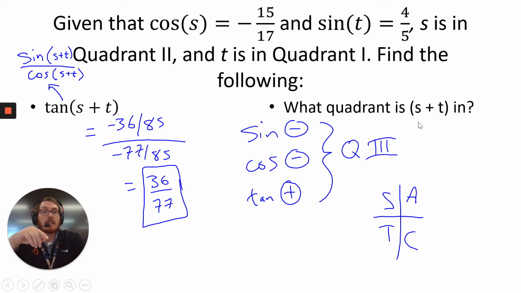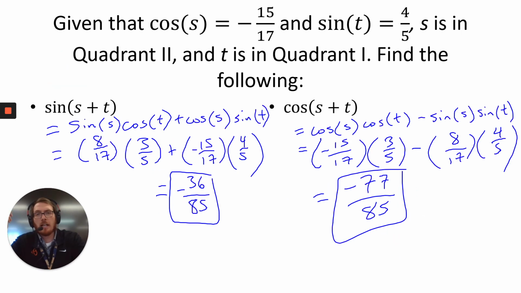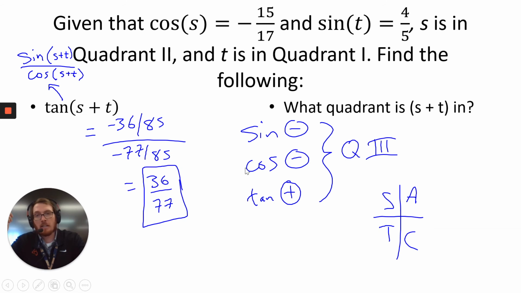The quadrant that s plus t, the angle, is in is strictly based on All Students Take Calculus, or just figuring out where things are positive. So if you go back to the previous slide, sine was negative, cosine was negative, and tangent was positive. That would occur in quadrant 3. So some things to remember: making sure that your negative signs are in the right spot, making sure negative divided by negative is positive, and you can shortcut tangent a little bit if you've already found sine and cosine.